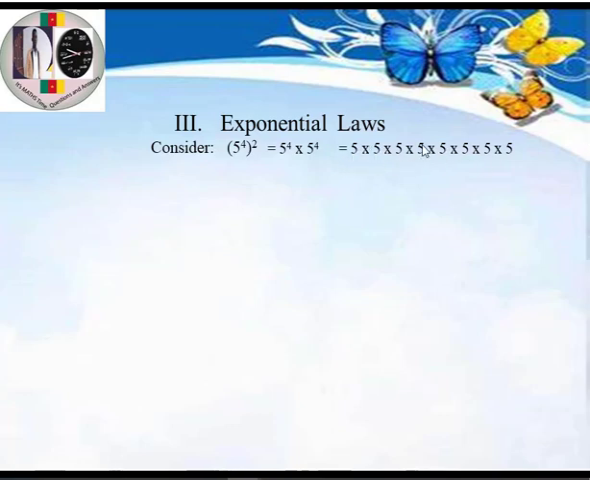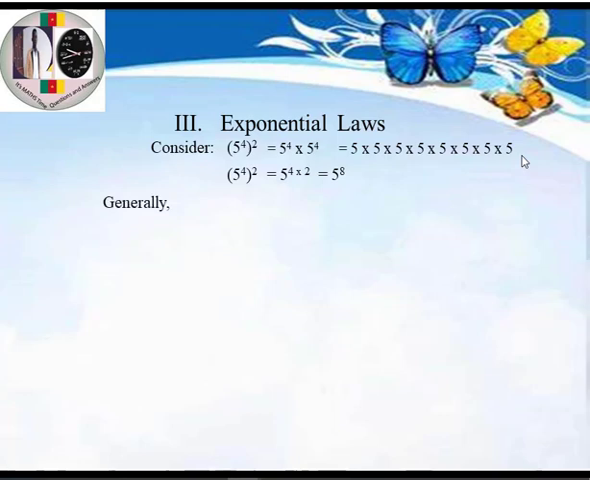1 2 3 4 5 6 7 8, 8 times. So that is going to give us 5 power 8. Again, if we consider 5 power 4 into power 2, if we multiply 4 times 2, we are going to have 8, which is the same as 5 times 5 times 5 times 5 times 5, 8 times. So we can say that generally for the exponential law, if an index is raised to another power, we simply multiply the two powers.